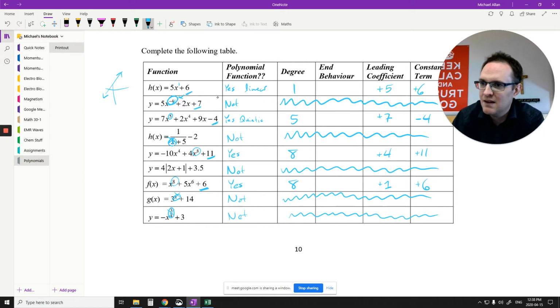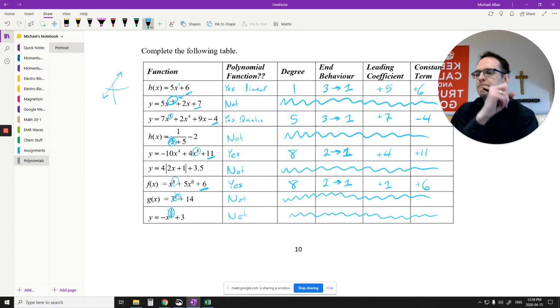Now the end behaviors. You can see this one here is going from quadrant 3 over to quadrant 1. This one is actually going from quadrant 3 to quadrant 1 as well. If you actually graphed it, you'd figure that out. This one is going from quadrant 2 to quadrant 1. That's supposed to be a 1. That looks like a 1, doesn't it? And this is the same thing. Quadrant 2 to quadrant 1. Cool. There we go.